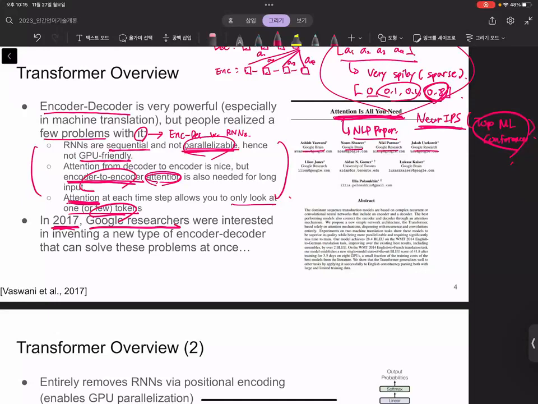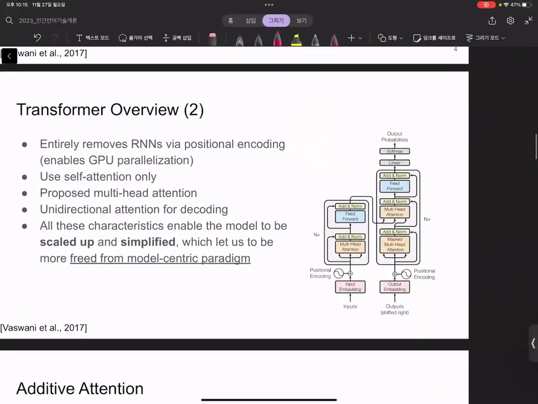The important thing is that the motivation of the transformer is these three points: not parallelizable, no encoder side attention, and attention only looks at a single token.